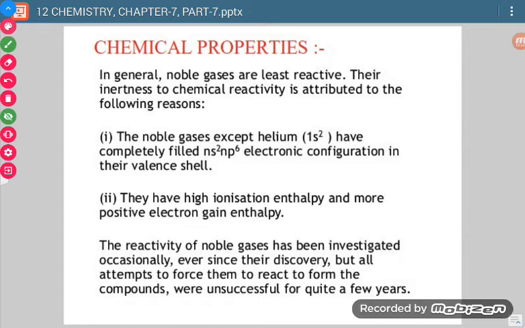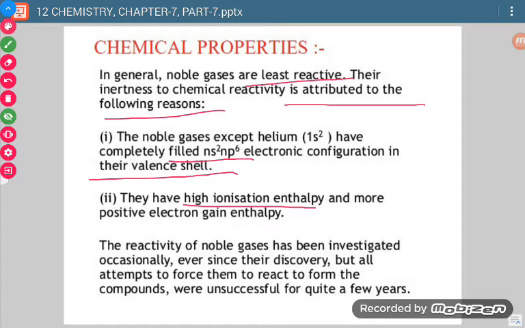Now in general noble gases are least reactive. Their inertness to chemical activity is because of the following reasons. First, noble gases except helium have a completely filled ns2np6 electronic configuration in their valence shell, which we say is a complete octet. They have high ionization enthalpy and more positive electron gain enthalpy.